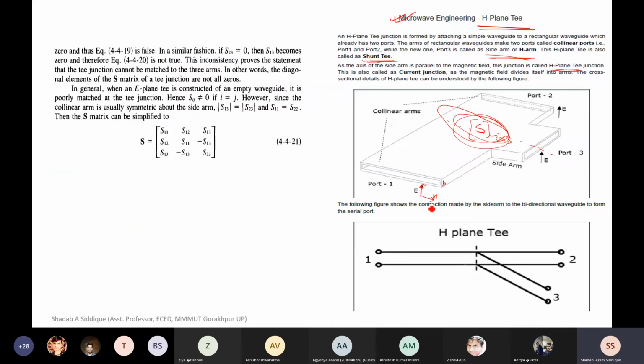You can see here the direction of the electric field. Suppose the electric field is going like this, and the same electric field will come to this point, and here also it will be in the same direction. So the phase will be the same. None of the ports will be out of phase by 180 degrees. So all will be in the same phase.